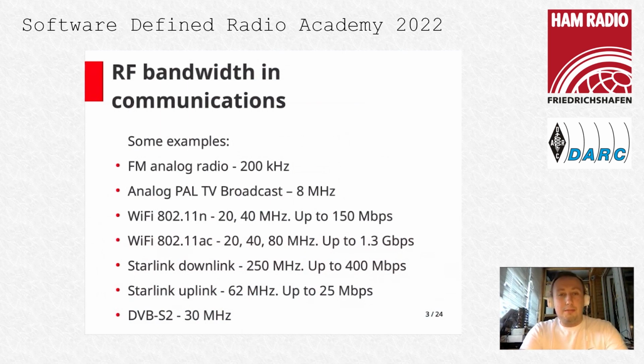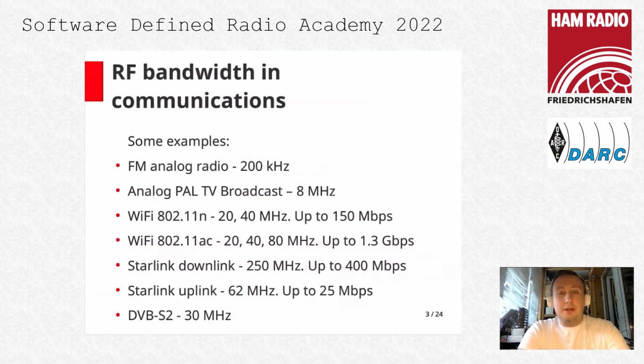So yeah, let's talk about bandwidth in communication. Here I have some popular examples. For example, FM analog radio. One station occupies 200 kilohertz. This is the bandwidth of a single station in FM analog radio. This bandwidth carries two audio channels for stereo, or one mono audio channel, plus optionally some information like traffic, weather, and so on. If we talk about analog PAL TV broadcast, a single channel occupies up to 8 megahertz. This includes video and audio, video in color. In the case of digital communication, for example Wi-Fi, the required bandwidth is much wider. It might be 20, 40, or even 160 megahertz in the latest Wi-Fi standards.